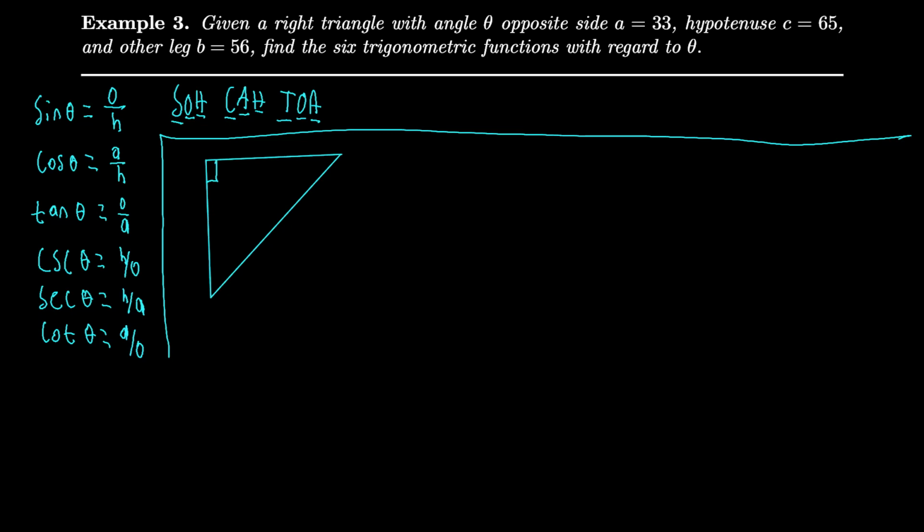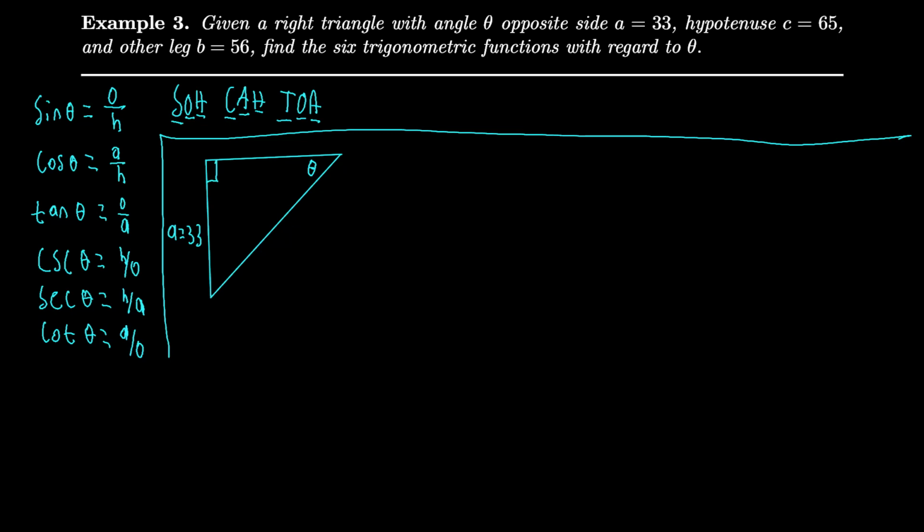And we've got angle theta opposite side 33. So let's call this our theta right here. You can put it anywhere you want to. So it's opposite side. Okay, so here's A equals 33. That's opposite. Our hypotenuse is 65.